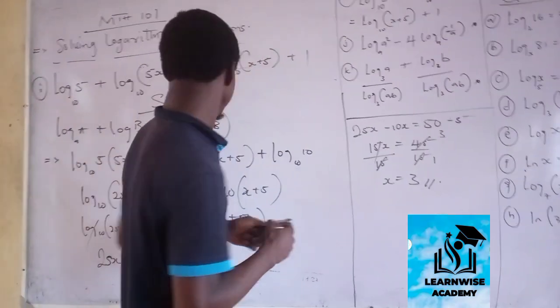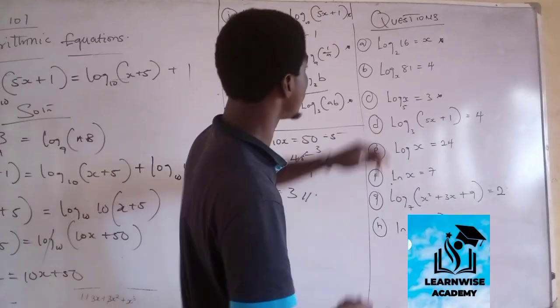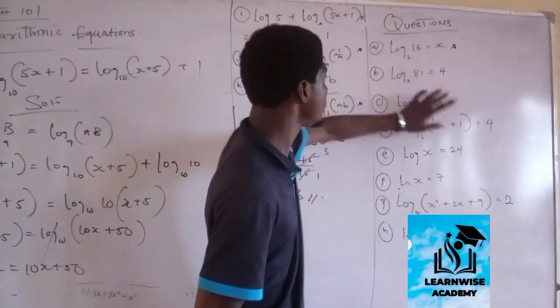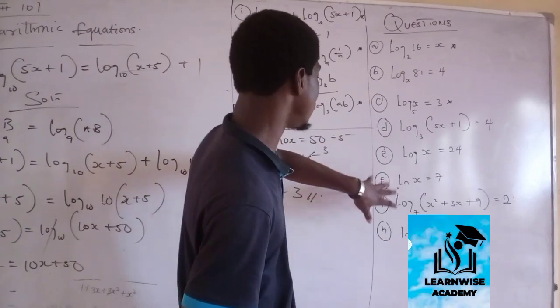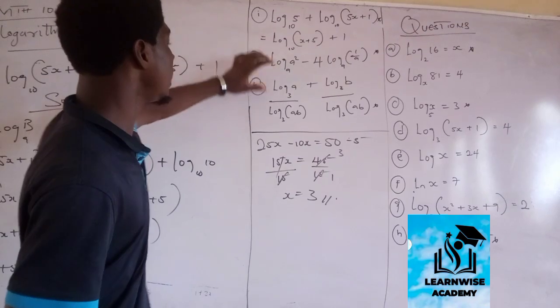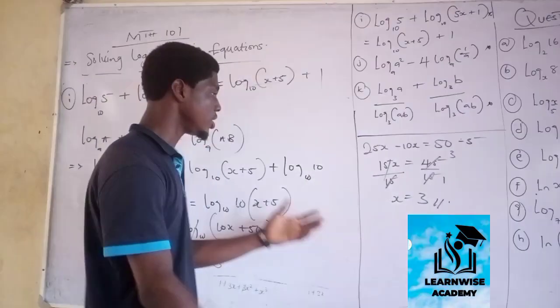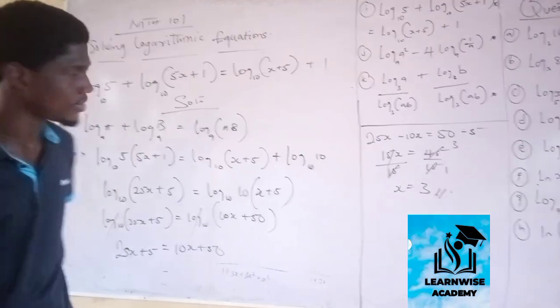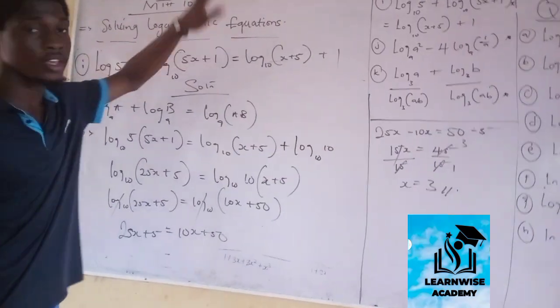Now I would like you guys to resolve the ones I have not done. I've done this one, so resolve B, D, E, F, and also G, together with J and K. Later we'll do the correction in the group, or we'll do it together in another YouTube video, a continuation of solving logarithmic functions.